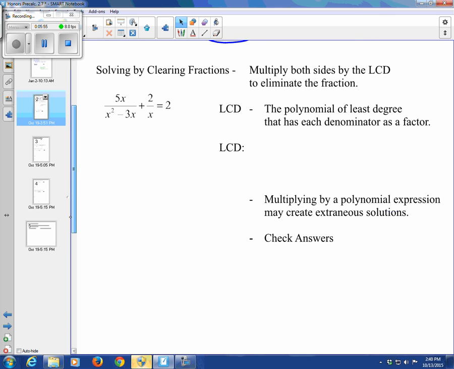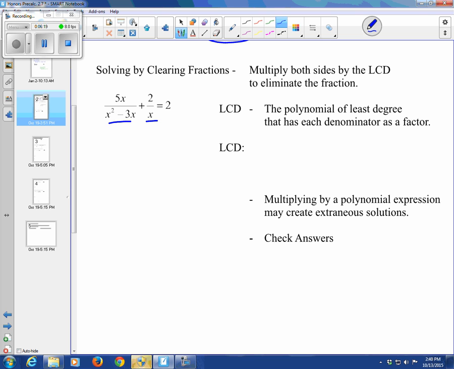Okay, so, solving by clearing the fractions. Here we've got a rational equation that's a little more like the kind of rational equations we're going to look at more in this section. This is, of course, an equation where we've got more than one rational term, right? More than one term with a polynomial in the denominator.